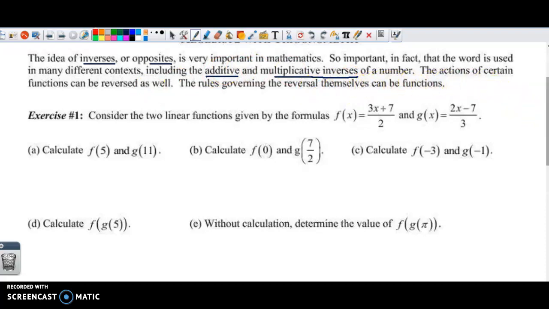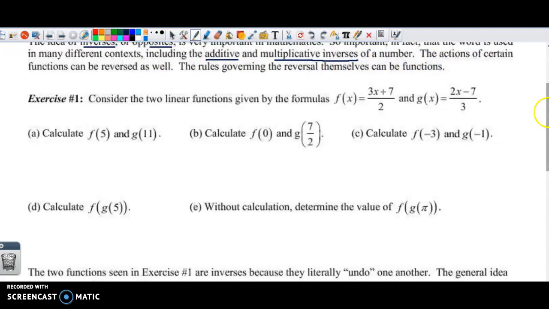They're very important, and it's undoing, it's reversing themselves, things like that. So here's an example where they're asking you to consider f of 5 and g of 11. Just a reminder, how to do f of 5, in case you forgot, is you're replacing the x in that problem with 5. So just do the order of operations. You get 15 plus 7, which would be 22, and when you divide by 2, you get 11. And then while I'm at it, I also need to do g of 11 in this problem.